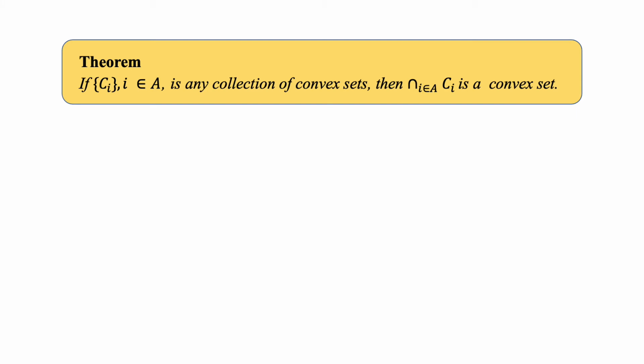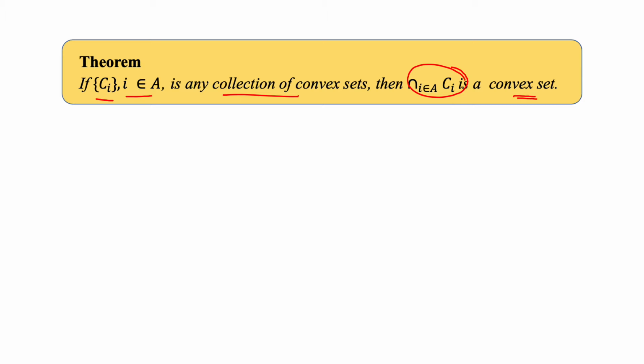Hello everyone. In today's lecture we are going to see three different types of properties of convex sets. By using these properties we can generate new convex sets. The first property says that if we have a collection of convex sets denoted by Ci, where i belongs to set A, then the theorem says that the intersection of all the convex sets is a convex set.